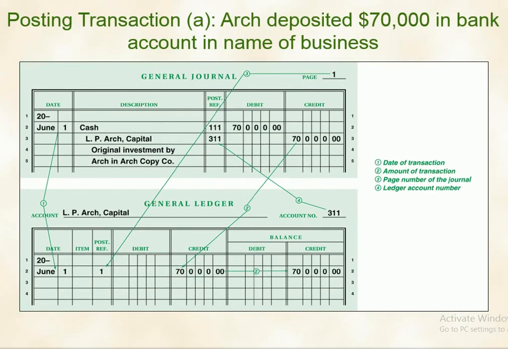Look at the further analysis. Arc deposited 70,000, right? This ledger account, again, now you are preparing the capital account, so you will write the account as LP Arc capital. Here the account for LP Arc capital is recorded on the credit side, so in the same manner you will bring it to the credit side, and the balance in the same manner will be recorded in the credit of the balance column, right?